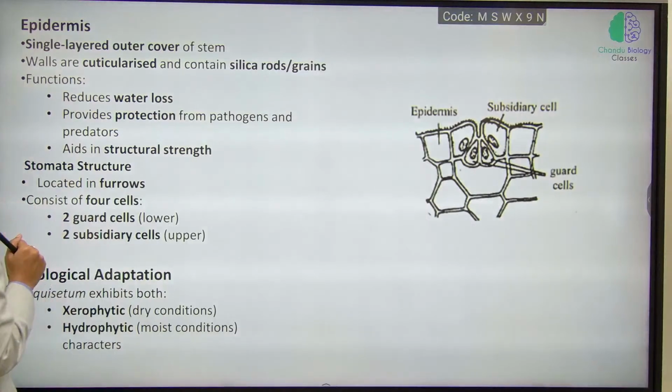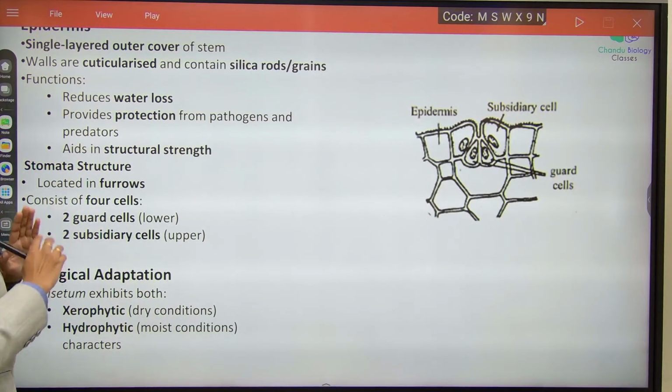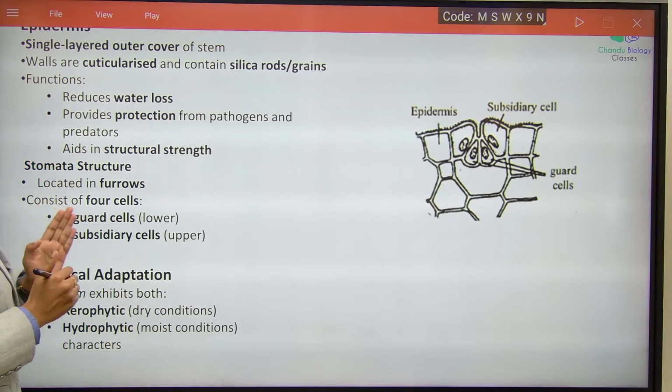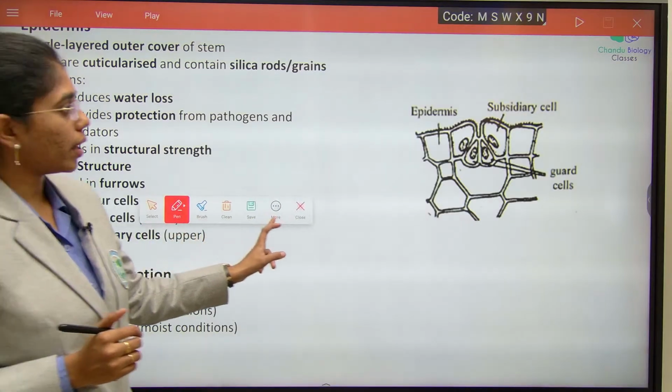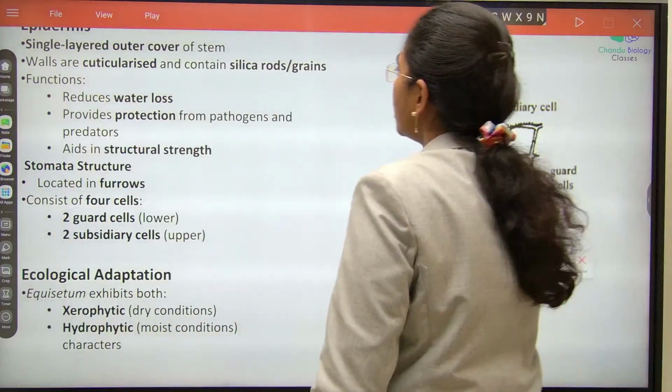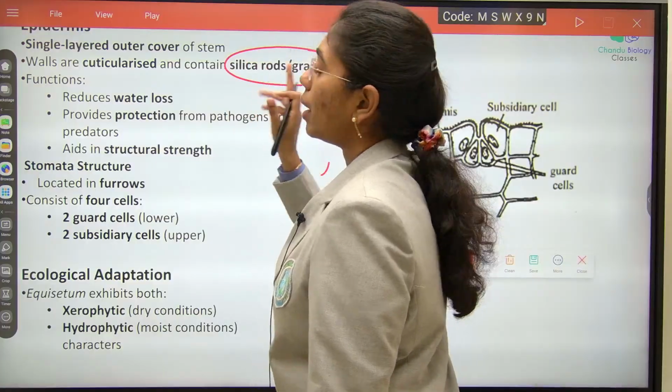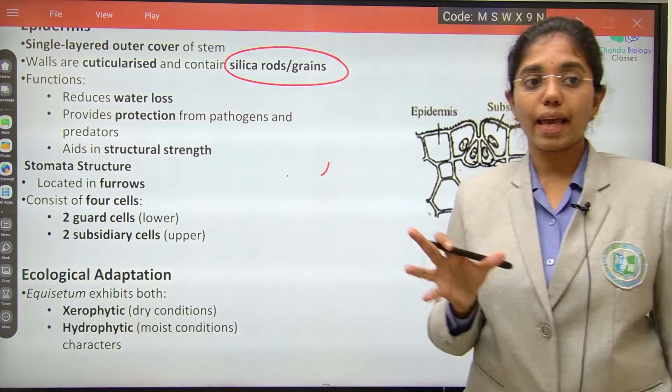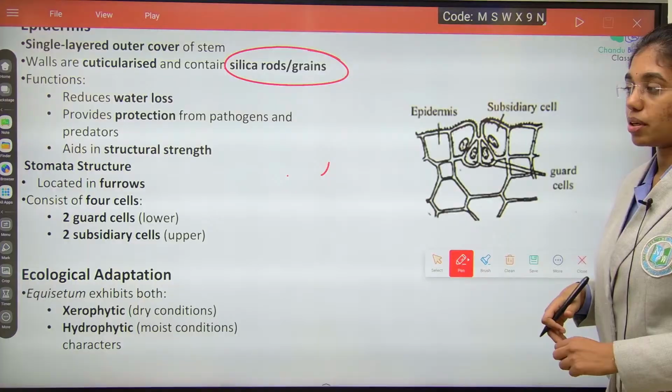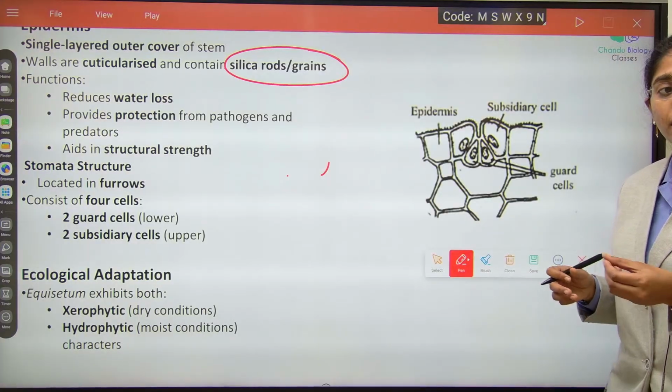Now, epidermis. Epidermis region, it is single layered, of course, single layered, which is the outermost layer. The walls are cuticularized. Silica deposit. Epidermis will give that brittle structure.